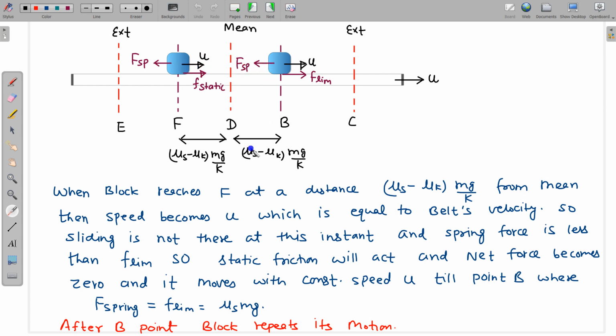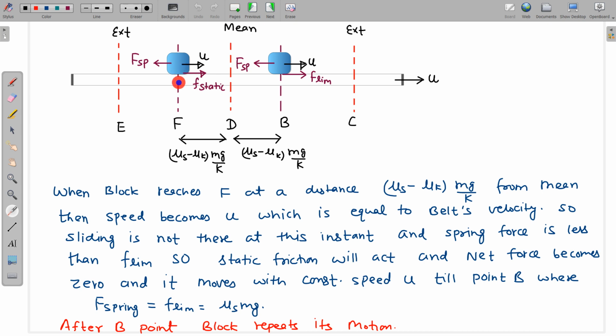This distance is (mu s minus mu k) mg by k, and this distance is again (mu s minus mu k) mg by k. So the velocity is the same. Okay, speed is the same. Speed is u here, and here also the speed is u. So if speed is u here, what will happen? The belt speed is also u, and this block speed is also u here. So now there will be no sliding. Okay, so there will be no sliding here.